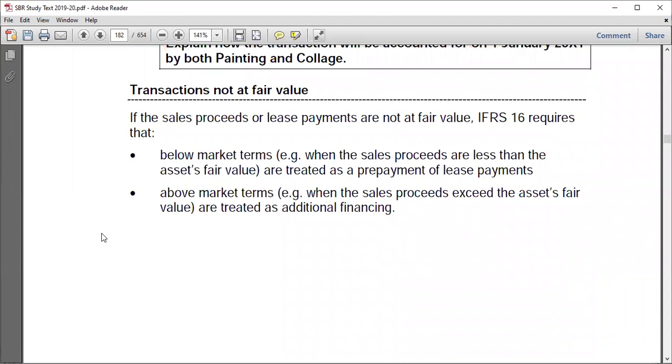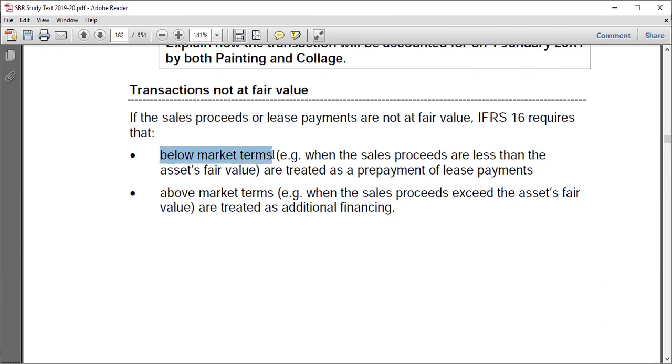Because you are selling something in return to pay something. So compare the pay, maybe you can just look at the payment you make or the amount for which you sell, right? Okay, so if not at fair value, what do we do? It's just the same as above, but we have to make some additional adjustments. If the sales proceeds, the amount for which you sell, or lease payments are not at fair value, IFRS 16 requires that. So it explains how to deal with below market terms and above market terms.